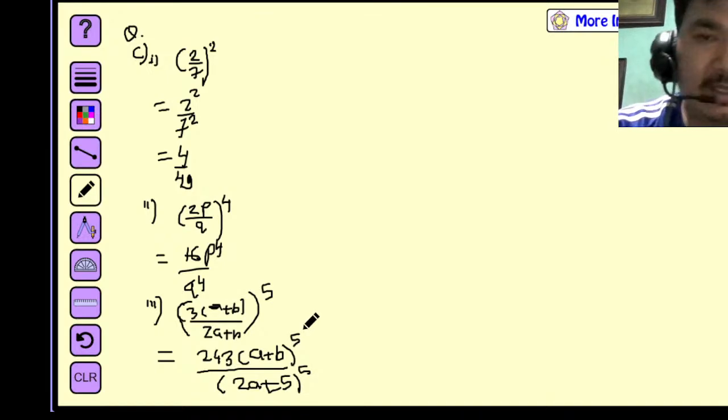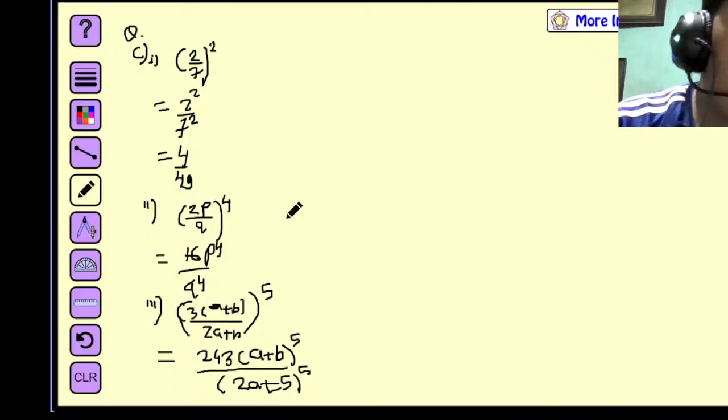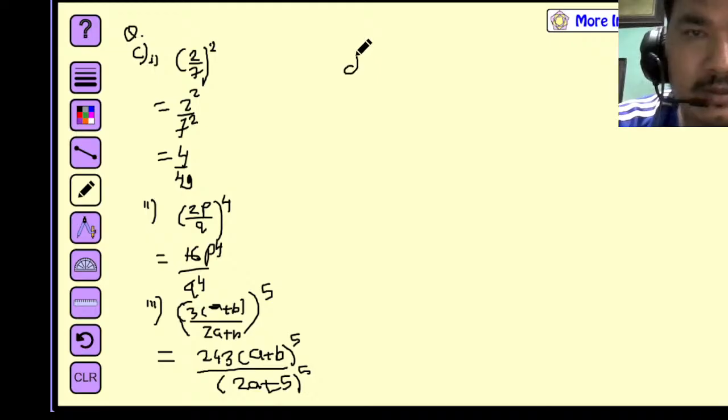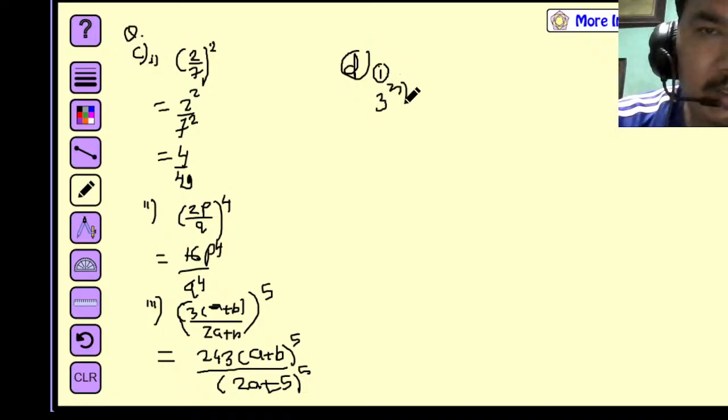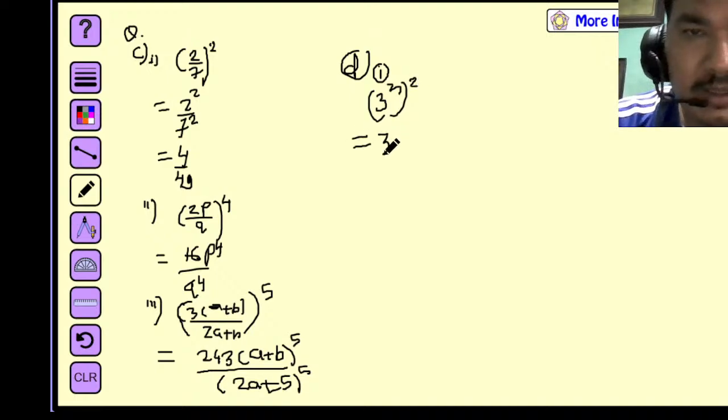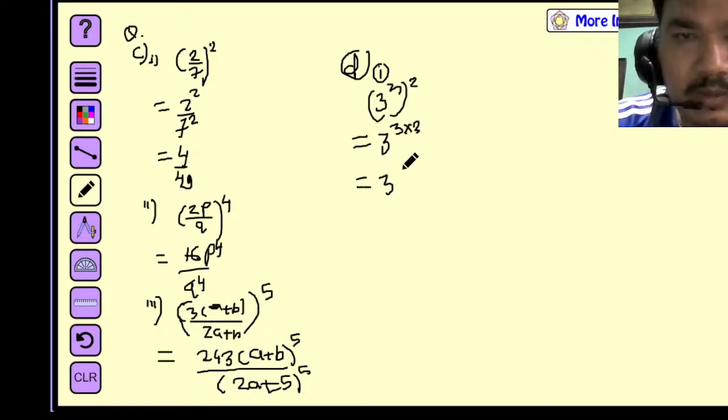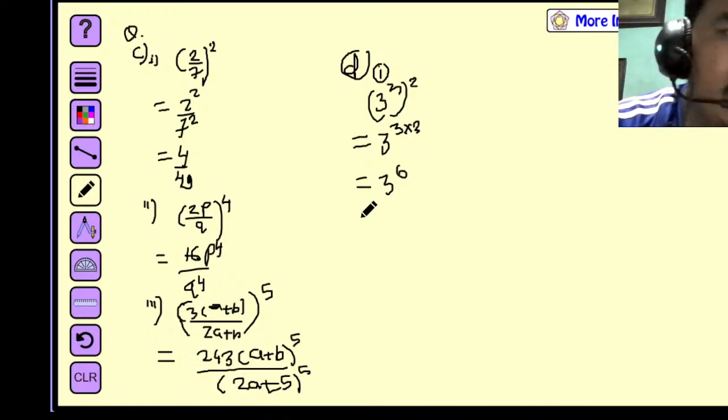This type of question is solved like this. Now look here, I am showing how to solve this type of question. Number one: 3 to the power 2, and its whole power is given as 2. We know that power and whole power are multiplied, so 3 and 2 multiply, it will be 3 to the power 2 into 2. Then the answer here will be 3 to the power 6.